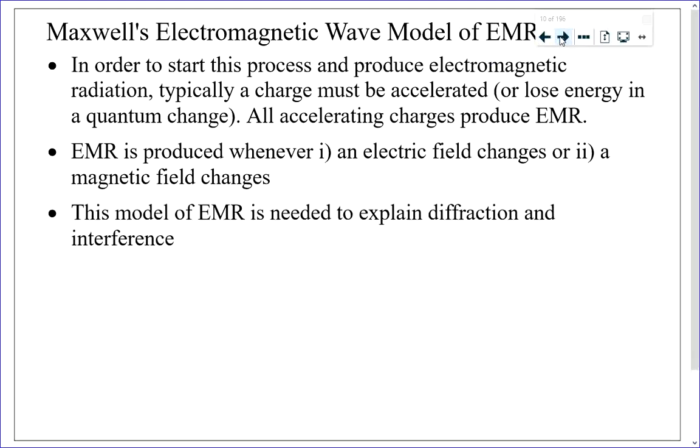And this model of EMR is very important because the only way that you can explain diffraction of light or interference of light, or diffraction and interference of other forms of EMR, is to use the wave model of electromagnetic radiation.